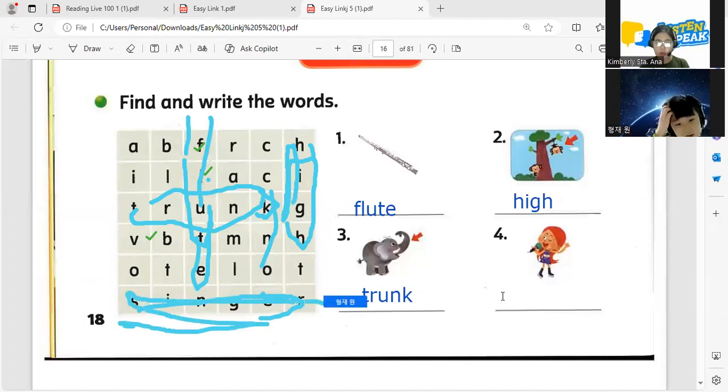Finish it. Number four is? Singer. Again, let's say singer. Singer. Very good. Oh no, it's gone. Sorry. Let me write that one again for you. It should be singer. Very good. Flute, high, trunk, and singer. You got four correct answers, Tori. That's amazing. One, two, three, four.